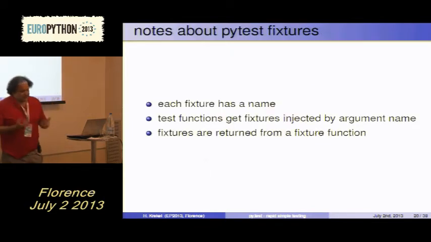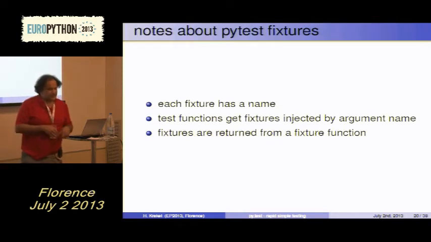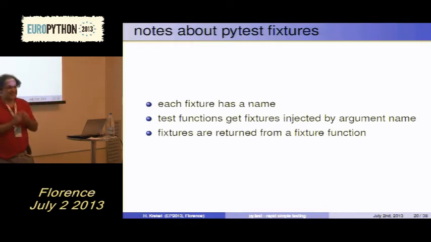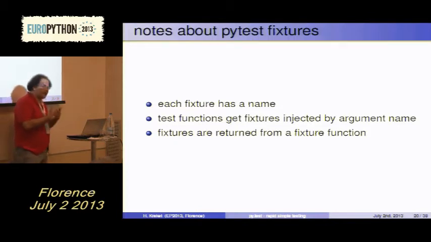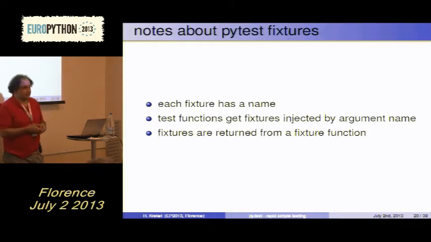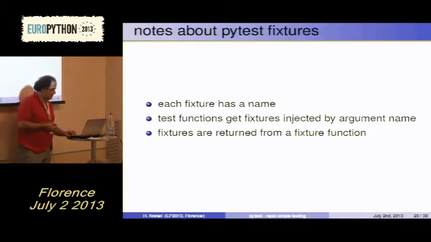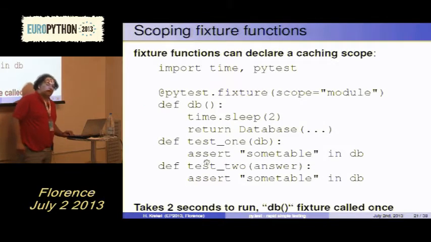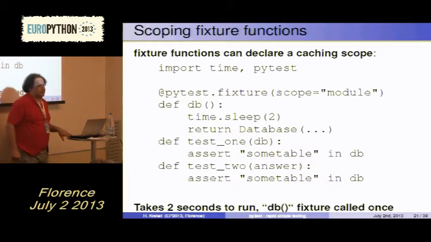Just to make sure that everybody understands this, each fixture has a name. And the test functions get fixtures injected by looking up a fixture function that satisfies that name. And the fixture functions just return the fixture value. So that's the basic description of this mechanism. That's not all that you can do. There's lots of things that you can do with fixtures on top of that.